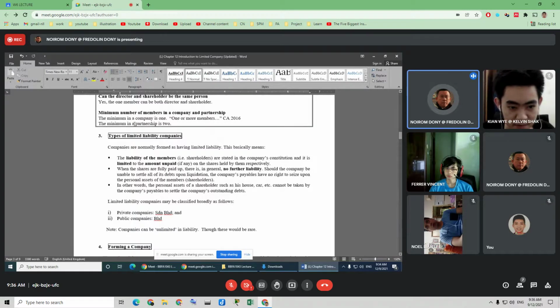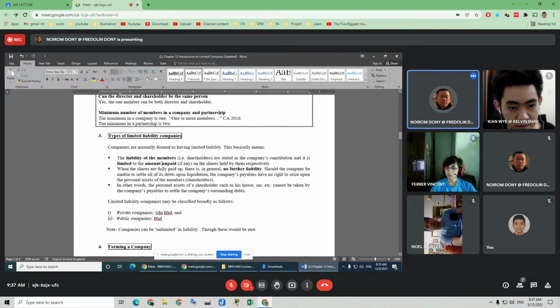Now, types of limited company, like what I've said to you, we have two types: private company, ending with Sendirian Berhad, and then public company, ending with the word Berhad. Companies are normally formed as having limited liability. So what does limited liability mean? The liability of the members is stated in the company's constitution, and it is limited to the amount unpaid on the shares held by them respectively.